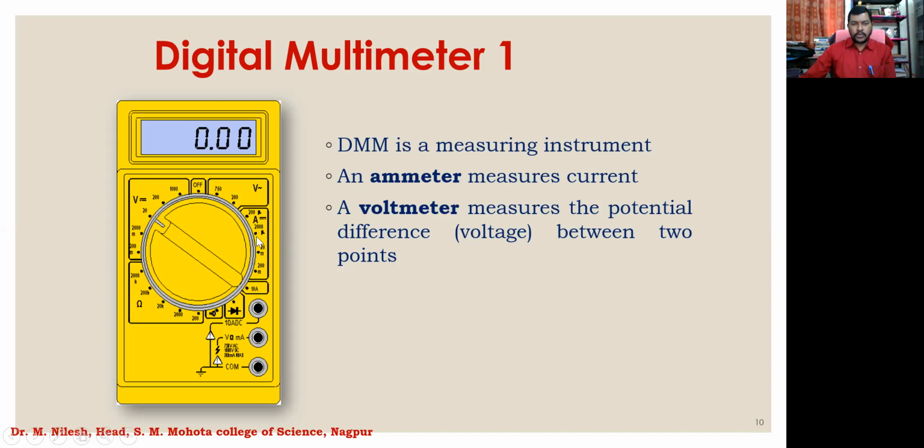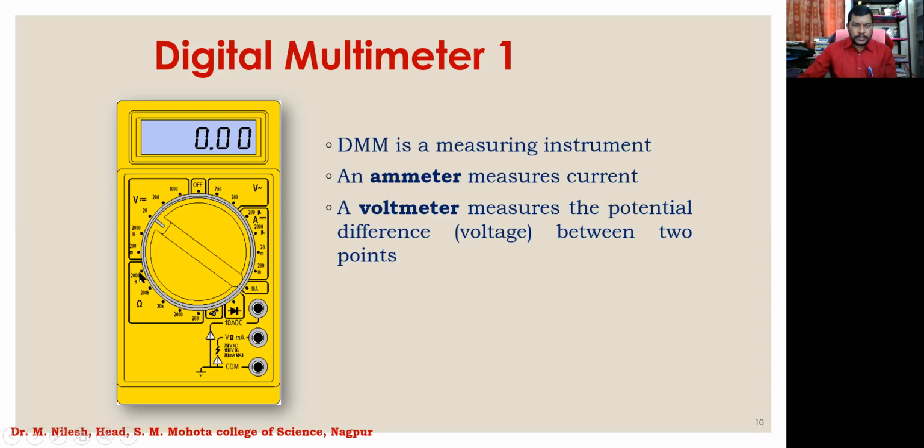Then the other portion over here is for the current. Now this is a DC current, which is going to be measured by the multimeter. So this is 200 microamperes, 2000 microamperes, 20 milliamperes, 200 milliamperes, and here it is showing 10 amperes, right? So this is for the DC current that is going to be measured.